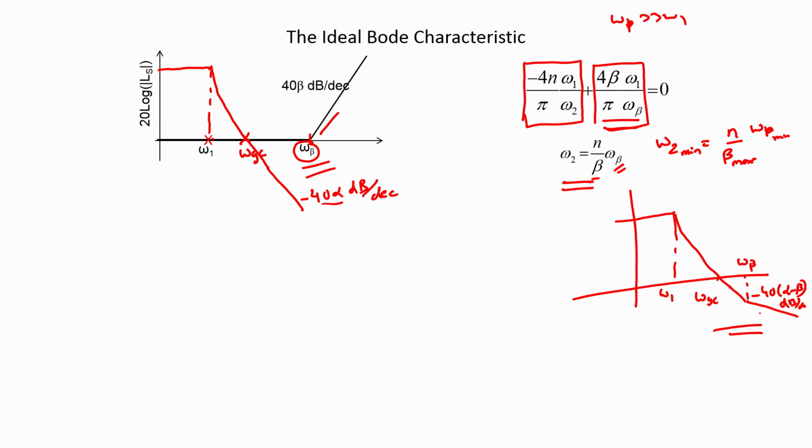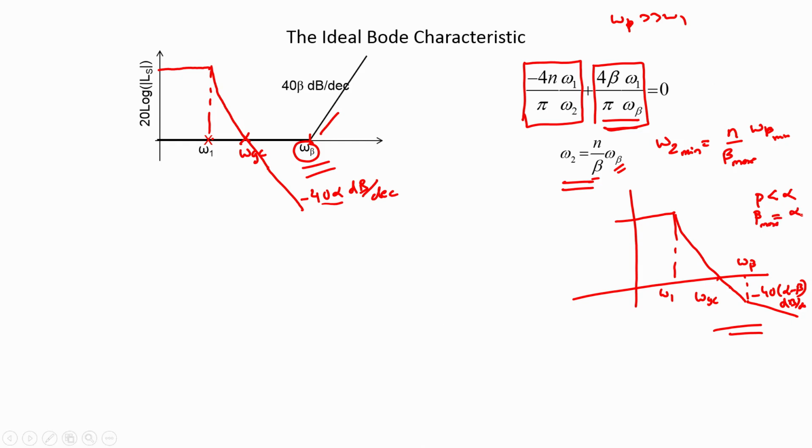We note here that for the characteristic after omega beta to continue to roll off, we need to have beta always be less than alpha, and hence the maximum permissible value of beta is going to be equal to alpha.